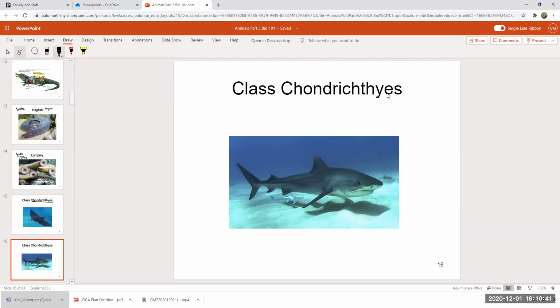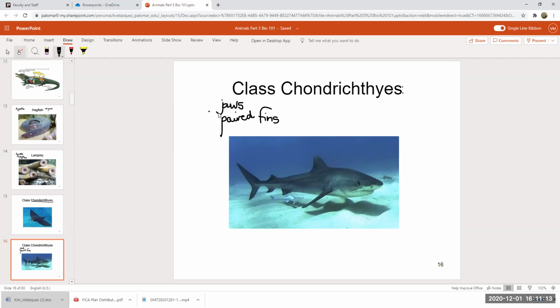What were the advancements in this group? Well, you can see right away, jaws. I think that was a movie. These are the first with jaws. And they also have paired fins, which means they can move very efficiently, not as efficiently as the bony fish that we'll see in a little while, but more efficiently than a lamprey or a hagfish for sure.